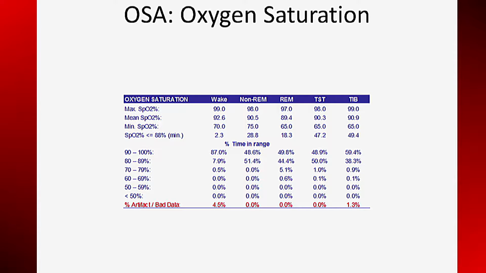Let's look at the oxygen numbers. The mean saturation is marginal at 90.3. This tells us that there will be significant time with hypoxemia. The minimum saturation is very low at 65. The question is how much time is spent at low levels.